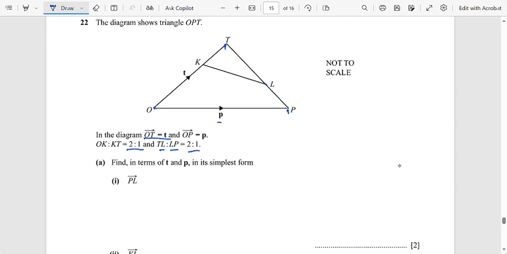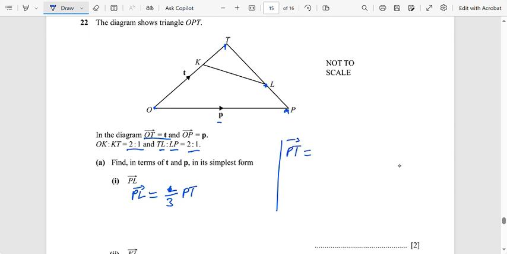So we need to find vector PL. So we need to be using an alternative route, which gives us what we need. So from the look of things, PL will have to be 1/3 of the whole line PT. So what I first of all need to find is vector PT.